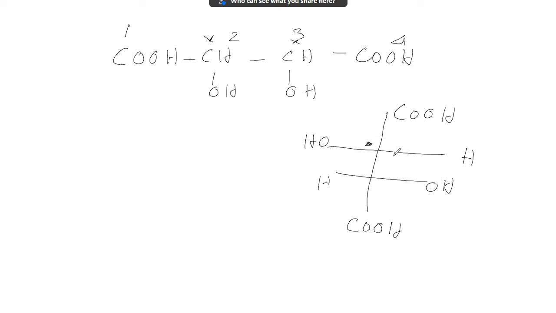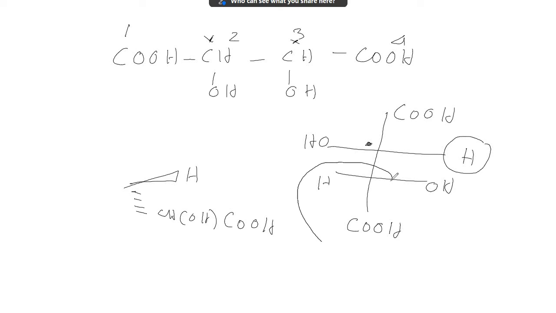Now, if I want to represent this in the flying wedge form, suppose I take carbon number 2. How to do it? H is on the right side, so it should be written this way, H over here. The whole group CHOH should be written over here as a whole group, written together. Then CHO over here, OH over here. This is the representation of the Fischer projection form in the flying wedge form.